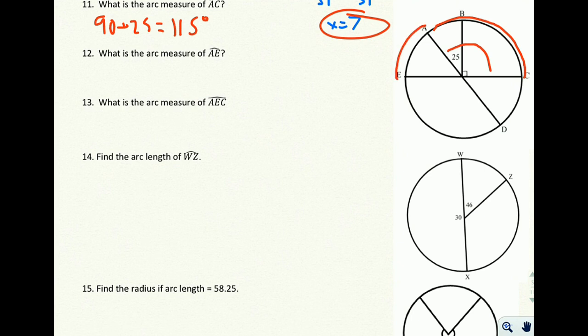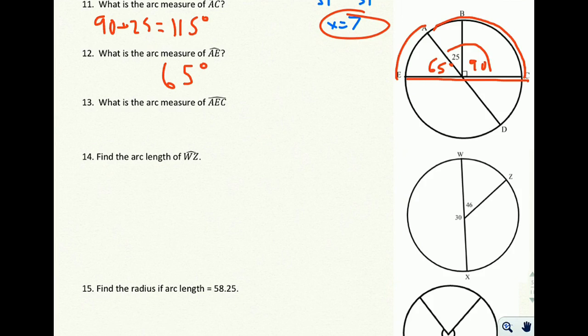So A to E here, we see that we have a straight line here. We have 90 degrees used up and 25 degrees used up, leaving us with only 65 degrees left to get to 180. So if you're trying to figure out 180 minus 90 is 90, minus 25 is 65. And that's going to correspond to the arc measure. 65 degrees.